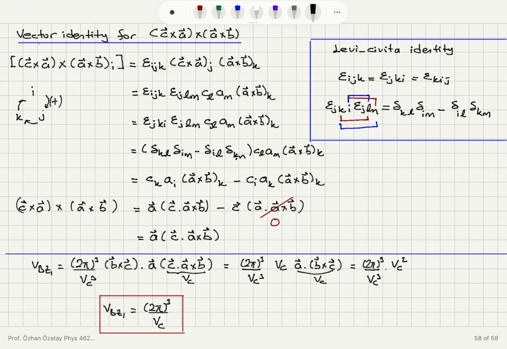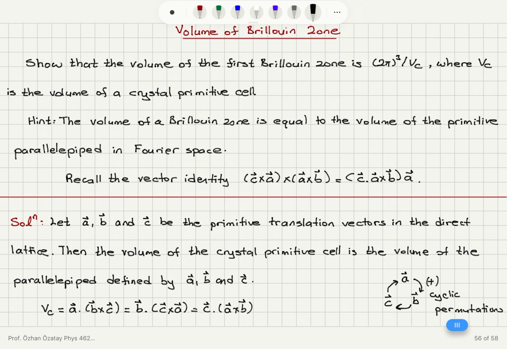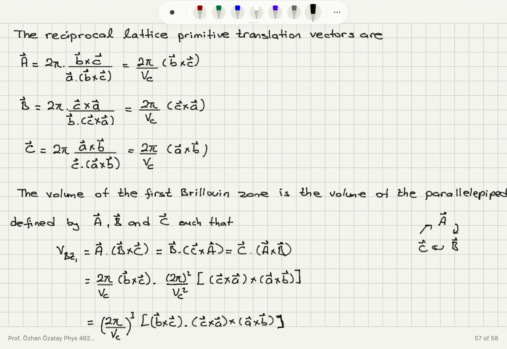All right, so now to summarize, first we look at the direct space. We have the primitive translation vectors in direct space A, B, C. The volume of the parallelepiped that's defined by these primitive vectors is the volume of the primitive cell. It is A dot B cross C, B dot C cross A, or C dot A cross B using cyclic permutations. Then we go to reciprocal space. We look at our reciprocal vectors, 2 pi over VC, B cross C, C cross A, and A cross B. These are capital A, B, C, the reciprocal space primitive translation vectors.